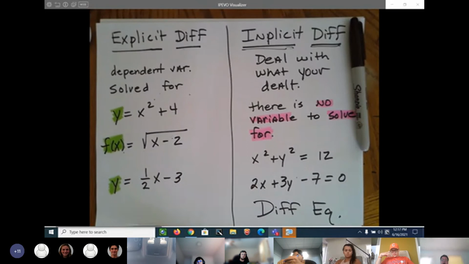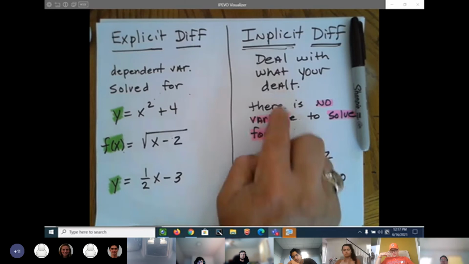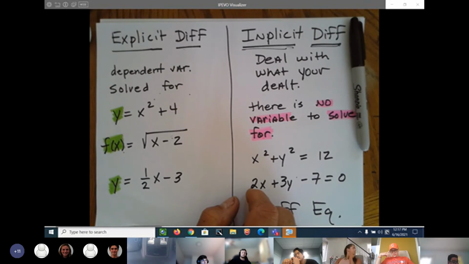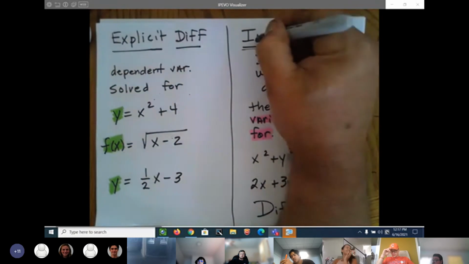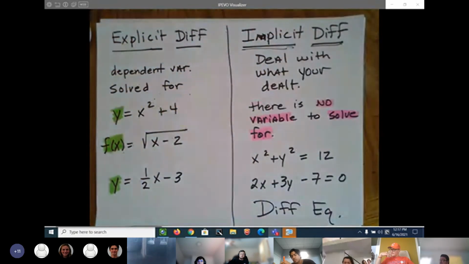Okay, so that's how you know when to use implicit differentiation. And I think that's supposed to be IM. I don't think it's supposed to be IN. And I'm right. I knew that didn't look right. Implicit. All right.